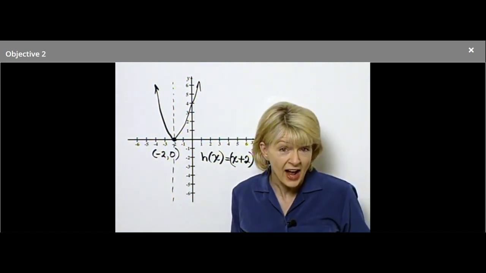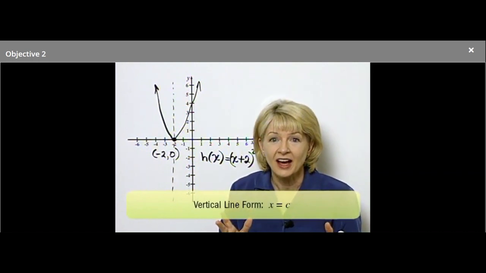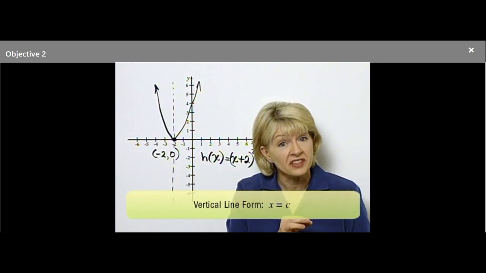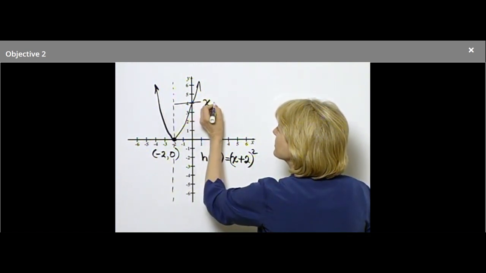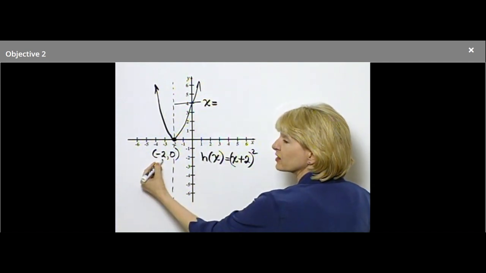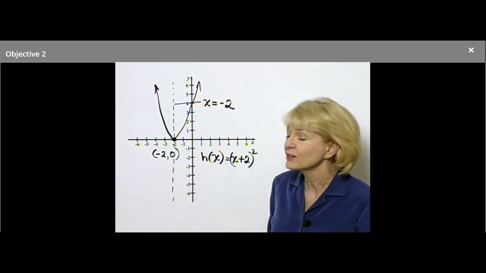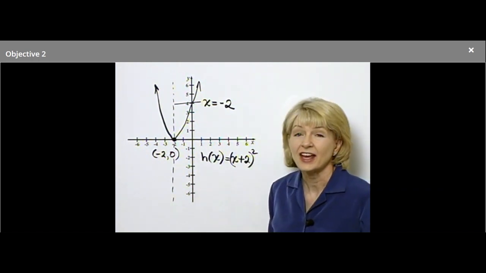And what is the graph of that vertical line? Remember, every vertical line, its equation is of the form x equals c. And so in this case, this is x equals, what is the x value here? Negative 2. So those things follow naturally. They're shifting left and right.